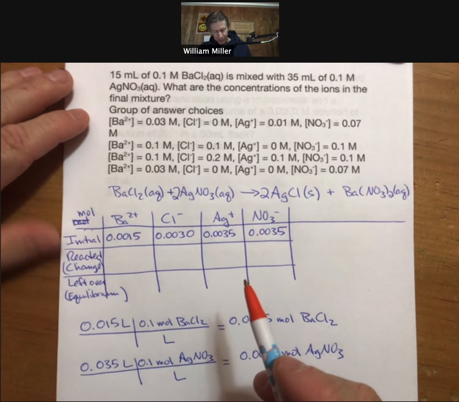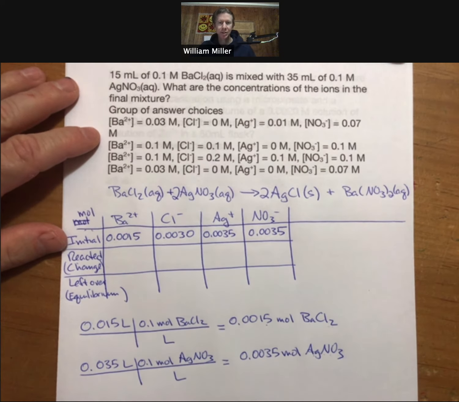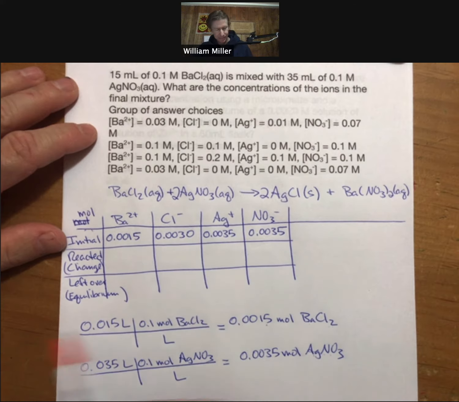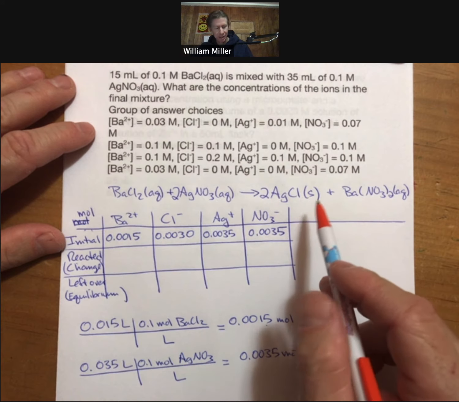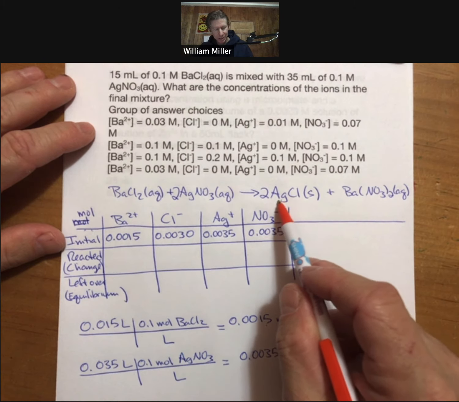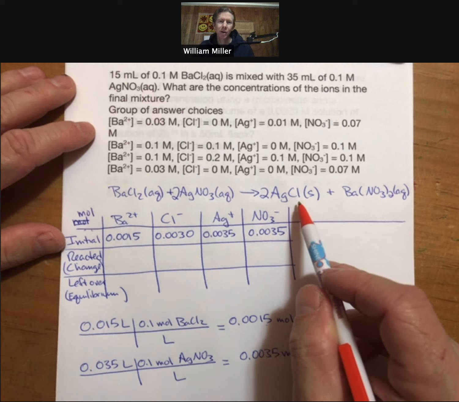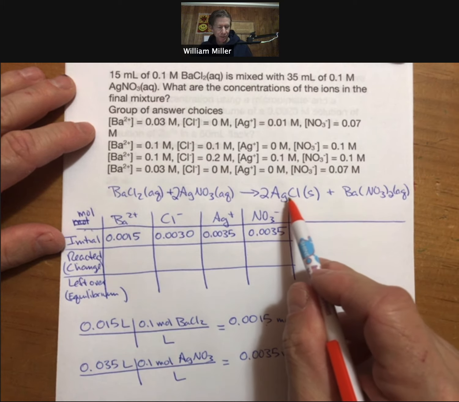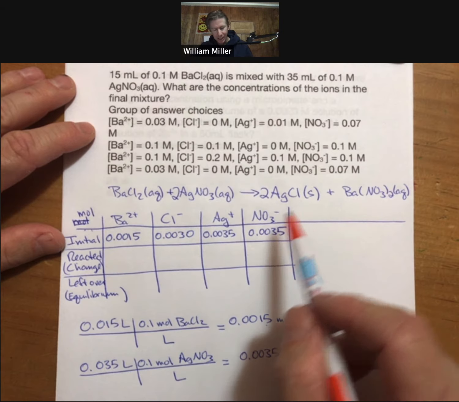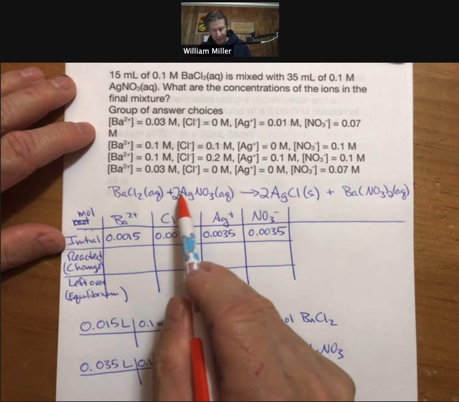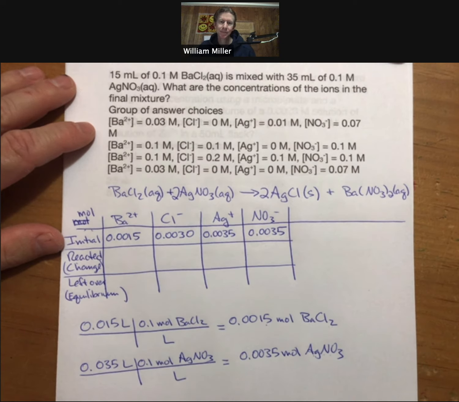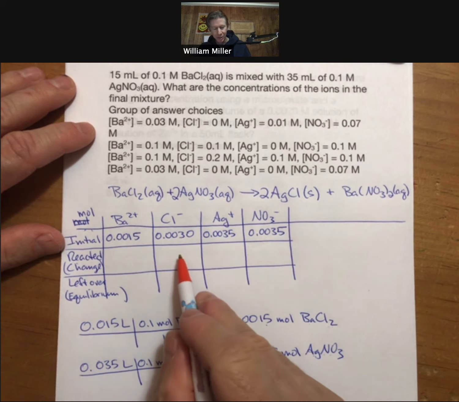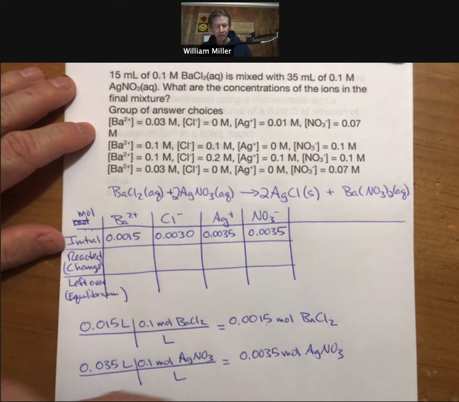Now we have to figure out how much of each ion is reacted. If we were to do a net ionic equation, we would see that the two species that are reacting here are the silver ion and the chloride ion, and they're forming a silver chloride molecule. So we're going to look at these two ions, and we would call nitrate and barium spectator ions. They do not participate in the reaction. That's why I'm going to only look at silver and chloride to see which one's my limiting reactant.